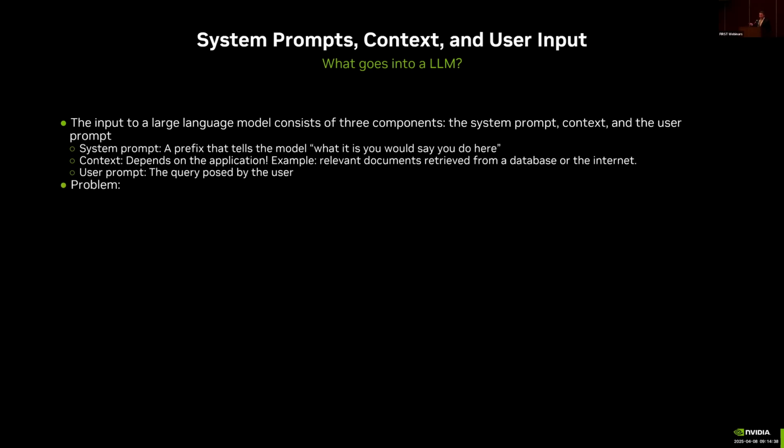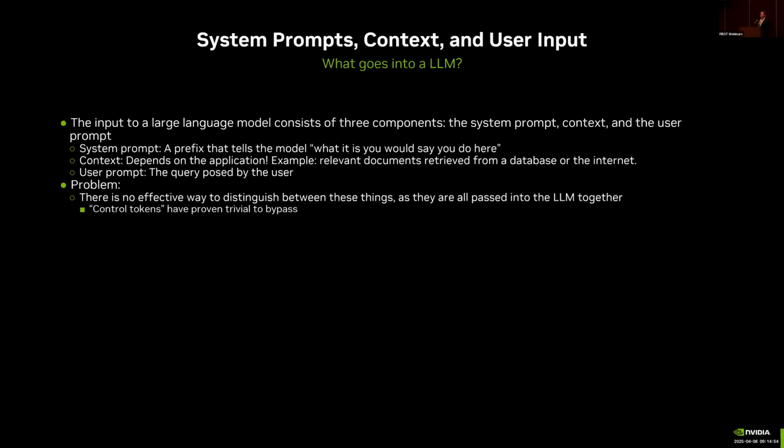And here's the problem. There's no effective way to distinguish between these things because they're all passed into the LLM together. The system prompt, the context, and the user prompt are passed into the LLM as one contiguous block. There's this notion of control tokens. A lot of people got really excited about them, and they've proven trivial to bypass. Like they don't help, not in a real way. And in the model, there's no separation between the control plane and the data plane. So imagine if that were true anywhere else in your application or networking stack, that there's no separation between the control plane and the data plane.